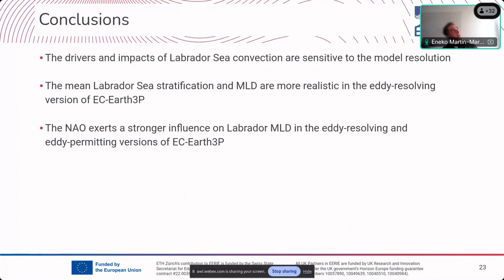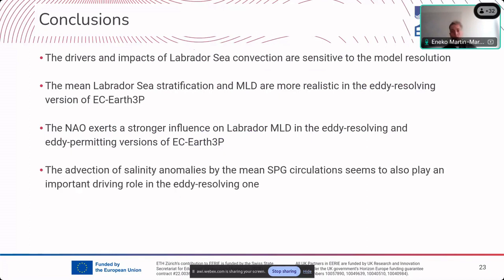The North Atlantic Oscillation exerts a stronger influence on the Labrador mixed layer depth in the eddy-resolving and eddy-permitting versions of ECR3P, so the HR and VHR versions are more forced by the NAO. The advection of salinity anomalies by the mean subpolar gyre circulation seems to also play an important driving role in the eddy-resolving one. So this means that we cannot only focus on one of them.